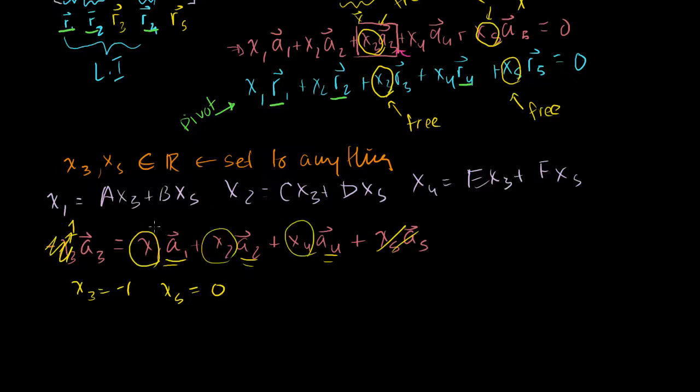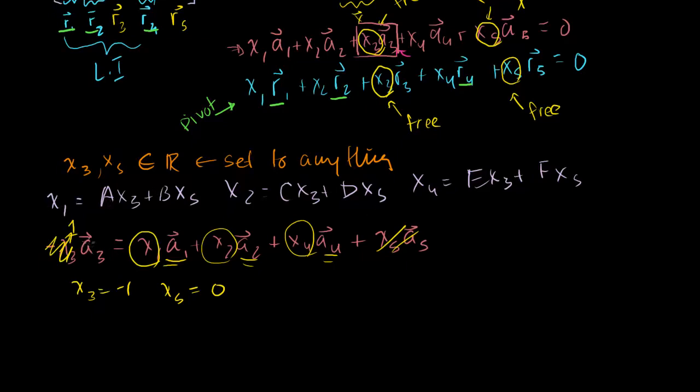Well, of course, there's always some x1, x2 that satisfy this. We just have to substitute our free variables, x3 equal to minus 1 and x5 equal to 0, into these equations that we get from our system when we did it with the reduced row echelon form. So you get, I don't know if I even have to go through. In this case, you get x1 is equal to minus a plus 0, x2 is equal to minus c, and so on and so forth. So you can always do that.